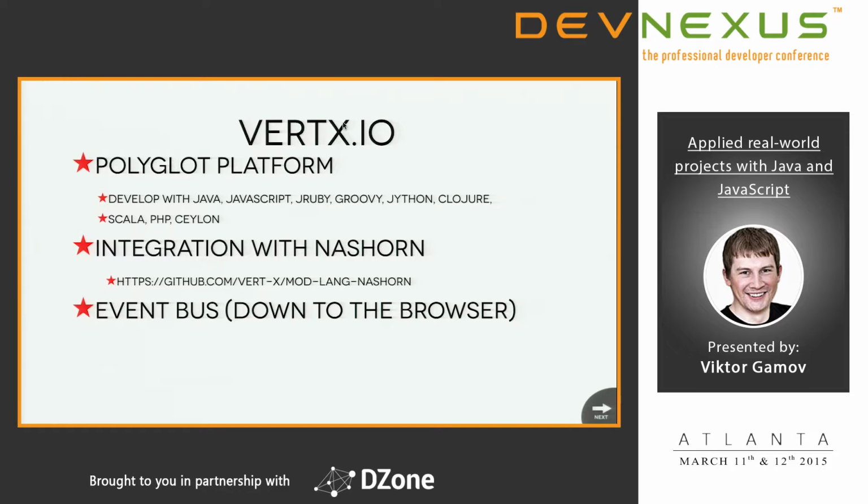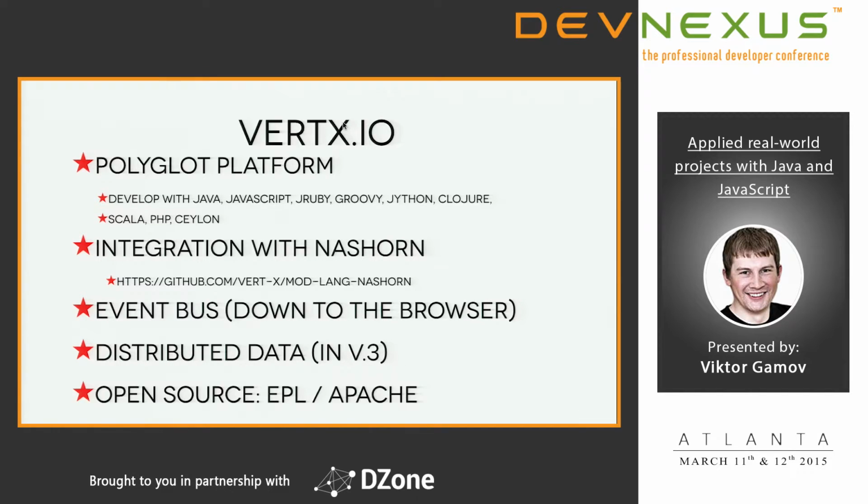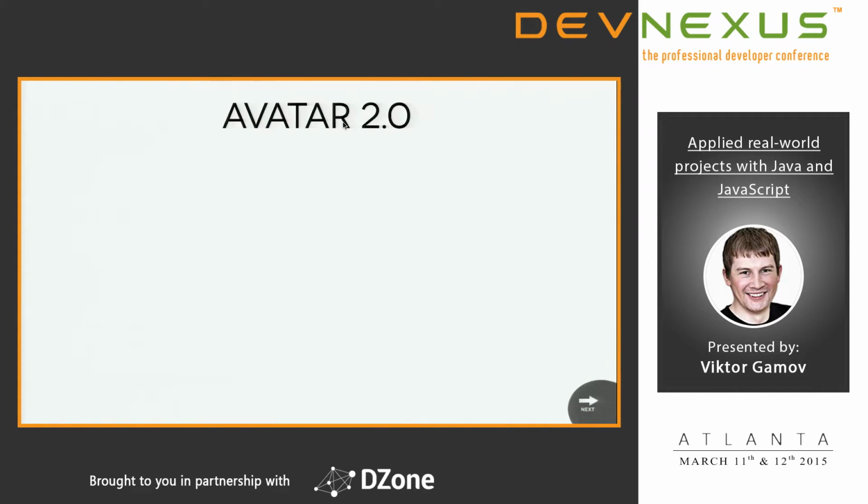So you don't need to think about how it's implemented. You just need to use this library. They're handling the reconnection, they're handling high availability. Actually, this is a very good framework and pretty mature. A distributed data store will be available in version 3, which is scheduled for this year. It's almost ready. And it uses the Eclipse and Apache V2 license.